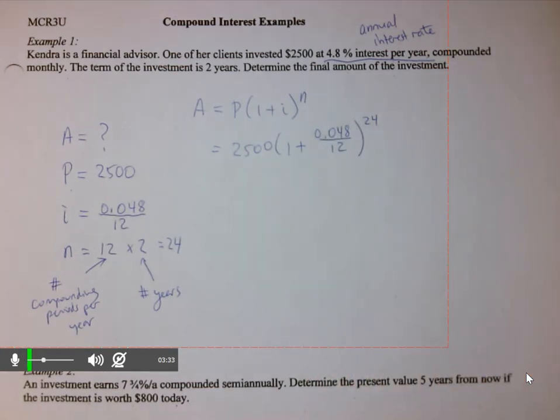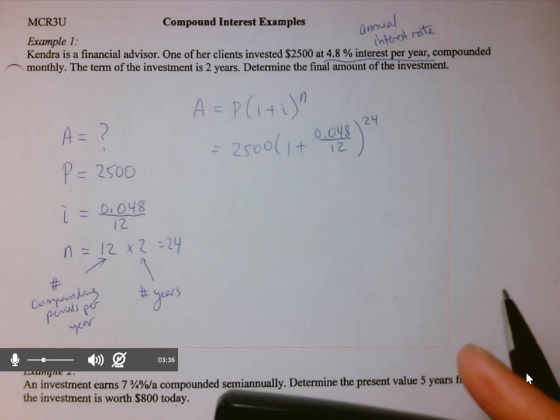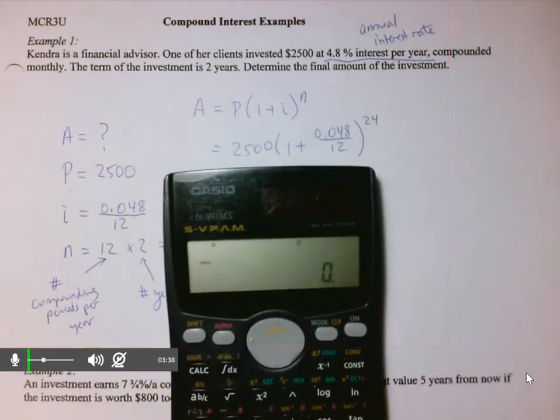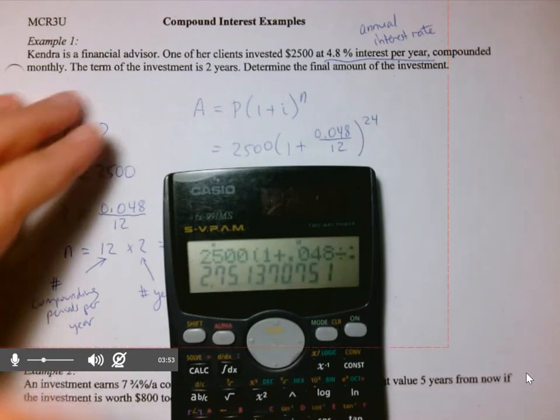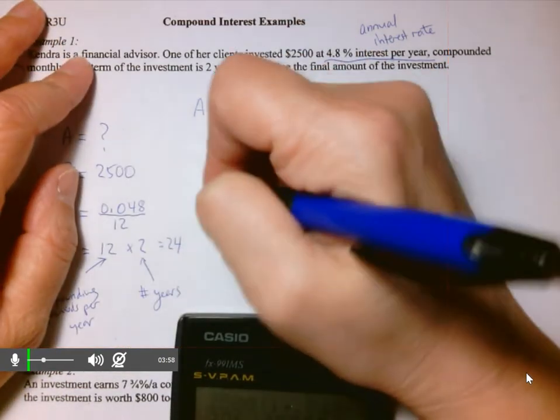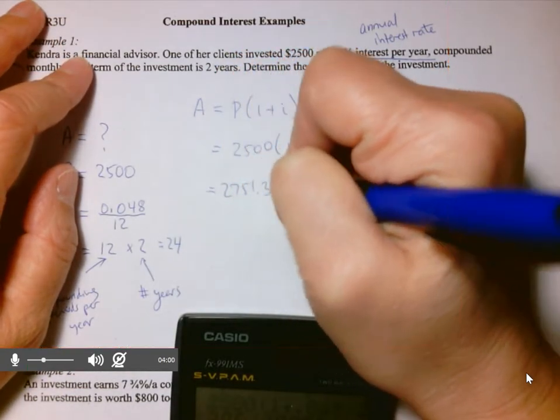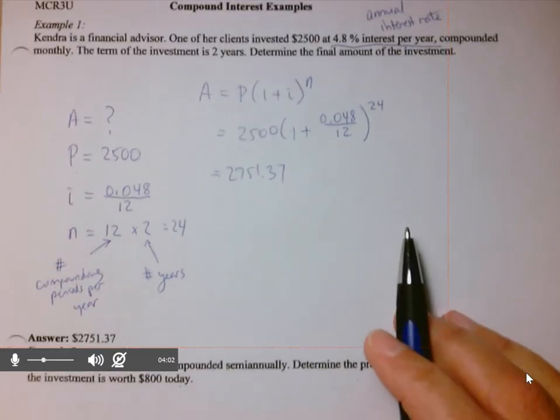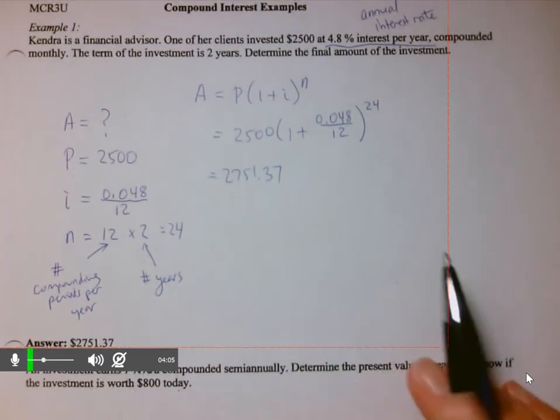Our calculator can handle this whole step at once. So I'm going to enter all of this into my calculator in one step. 2,500, open bracket 1 plus 0.048 divided by 12, close the bracket, exponent 24. So notice I didn't write anything down in between. My final answer, 2751.37. And actually, I can check because the answers are here. So here's my answer. It's correct.